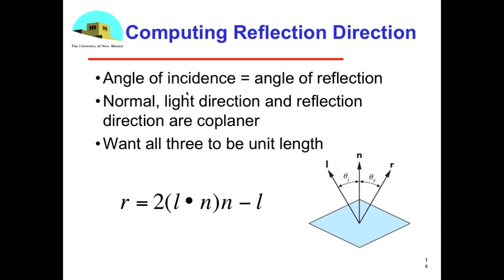Okay, so if we use again the two facts that the angle of incidence is the angle of reflection, and all three of these vectors have to be coplanar, you get two equations and two unknowns, and you can solve for the vector R and make it have unit length, and this is what you get.